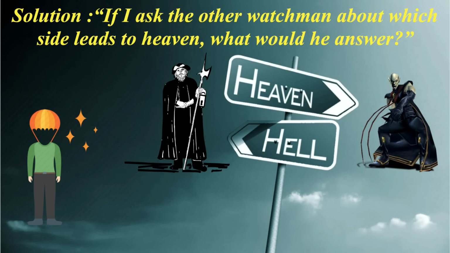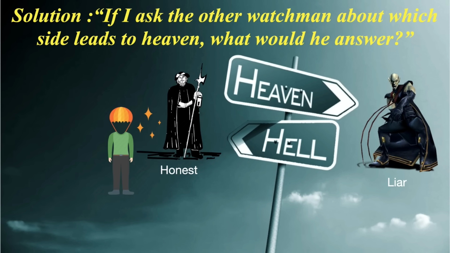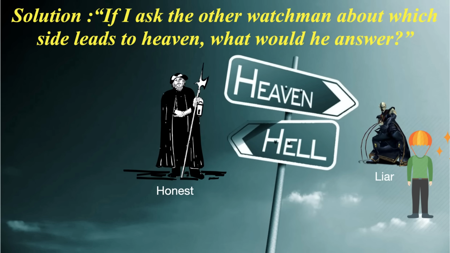Let me explain how this particular solution holds good for this situation. If you ask the honest watchman how the other, that is liar, will answer, he knows that the liar will point towards hell. So he will tell you that the answer will be the hell's door. If you ask the liar watchman how the other, that is honest, will answer, he knows that the honest one will point towards heaven door. But since he is a liar himself, he will tell you the other door, which is the door of hell.